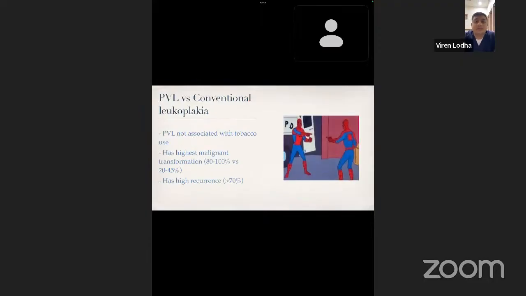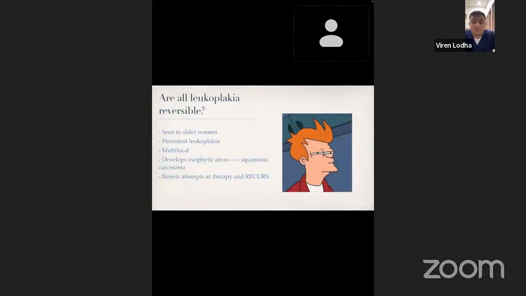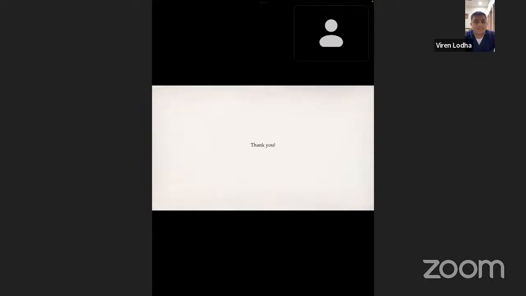Now we see that PVL differs from conventional leukoplakia by being not associated with tobacco use, having the highest malignant transformation and very high recurrence of over 70%. To conclude, I'd like to say that proliferative verrucous leukoplakia is seen in older women. It is a persistent leukoplakia which has a tendency to progress into squamous carcinoma. It resists attempts at therapy and always recurs. So, do you still think all leukoplakia are reversible? Thank you.